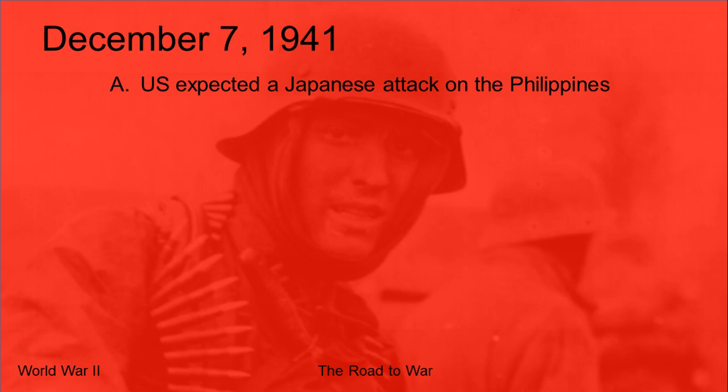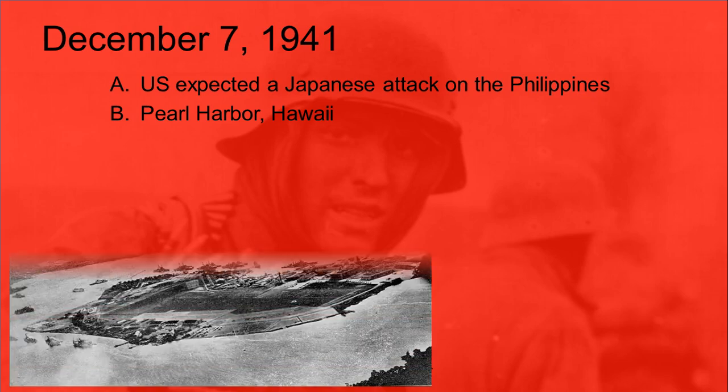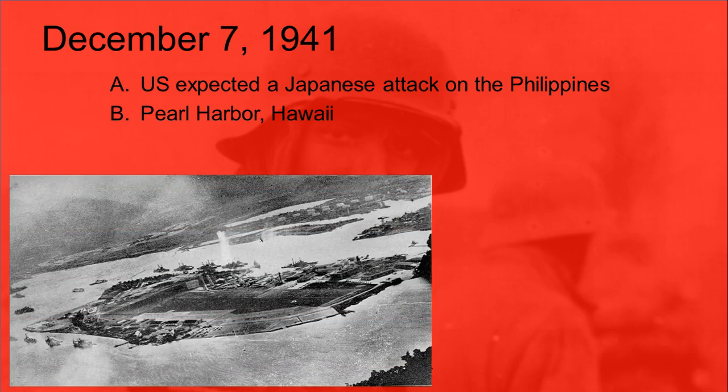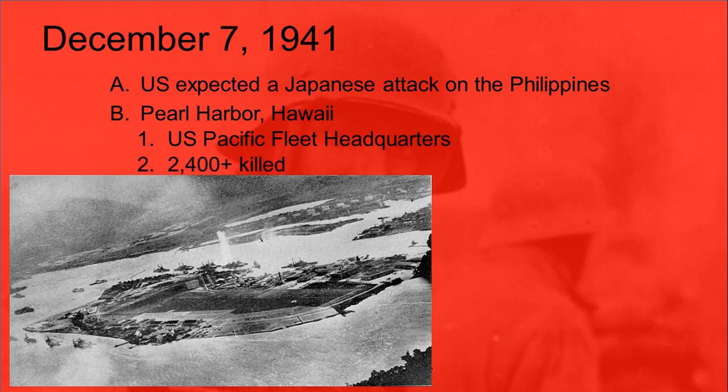We had expected that there was going to be an attack on the Philippines. It's the closest American possession to Japan, but instead the Japanese are going to execute a sneak attack on the U.S. naval base at Pearl Harbor, Hawaii. They attack in the morning. This was the headquarters of the U.S. Pacific Fleet. And they caught the position completely off guard.